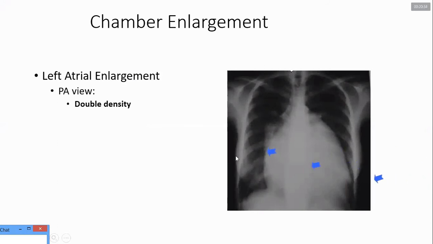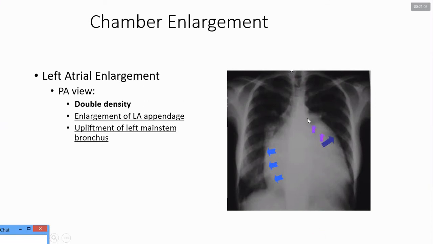Now, left atrial enlargement. We barely see the left atrium in normal, while in left atrial enlargement there is a double density. This is the density of the left atrium, and this is the density of the right atrium. So there is the double density sign. The left atrium is enlarged. It is very difficult, and we have to look particularly carefully for this double density sign. There is also upliftment of the left atrial appendage, which is prominent. Similarly, there is occlusion of the left main stem bronchus, so there is broadening of the carinal angle.